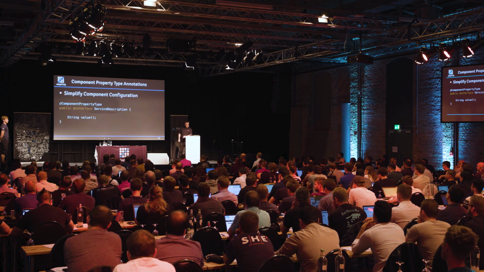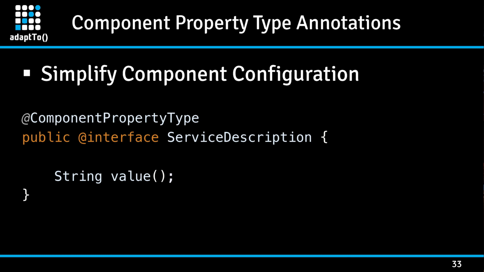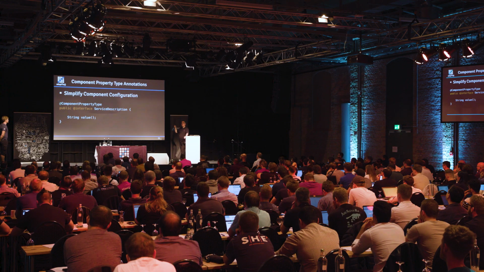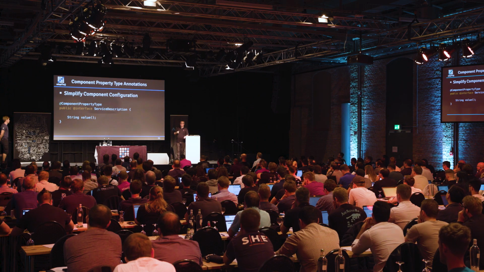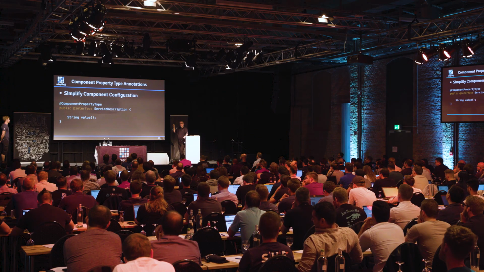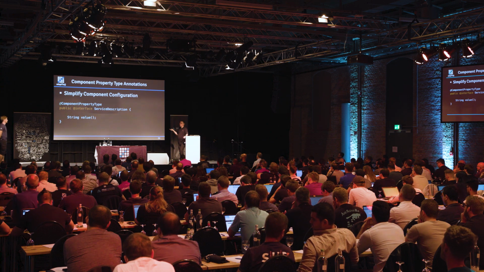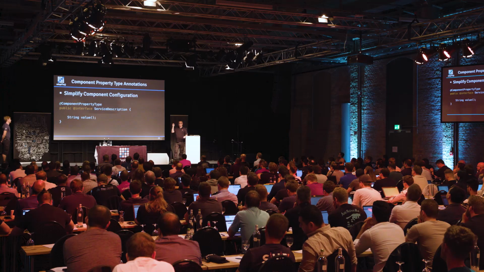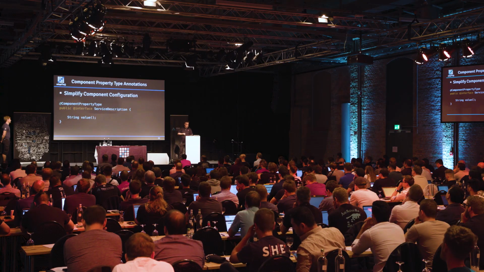And the other thing is that we came up with this component property type annotation, and you can put that on annotations. Again, this is a two-level thing. And this basically then allows you to use the final annotation, so to say, on your component. For example, we have this service description annotation here, and now you can just use that on your component, and it adds then a service description property to your component, again, simplifying things. We see some other usage of that in a second.